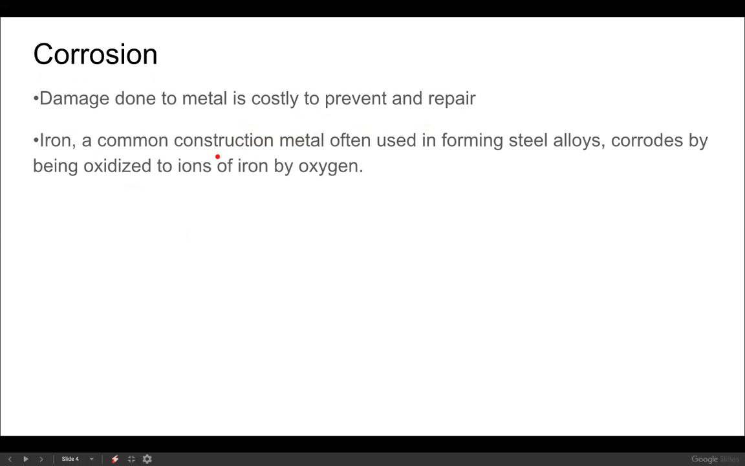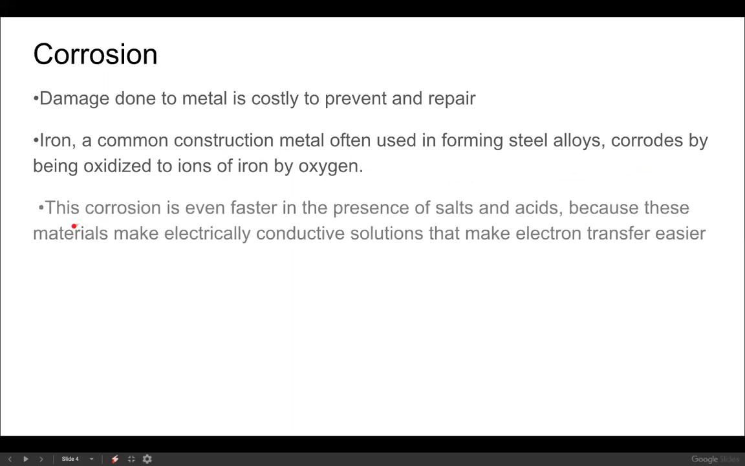Iron, which is a common construction metal, is often used in forming steel alloys. This corrodes by being oxidized to ions of iron by oxygen. So you might be walking by a construction yard, and after a really strong rain, some of that metal construction fencing that's up starts to look a little brown or even tarnished. Now that is oxidation beginning. It's when oxygen is starting to attach itself to the iron atoms. This corrosion is even faster in the presence of salts and acids.